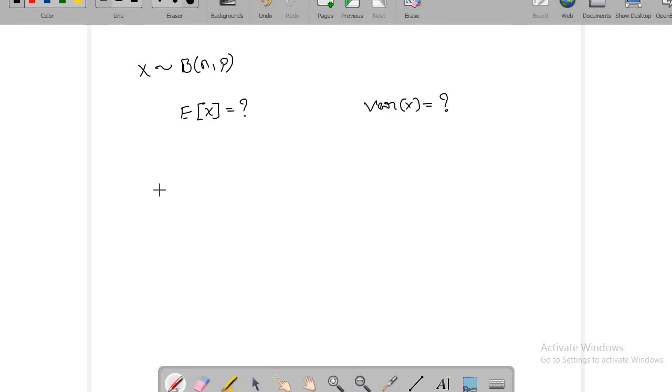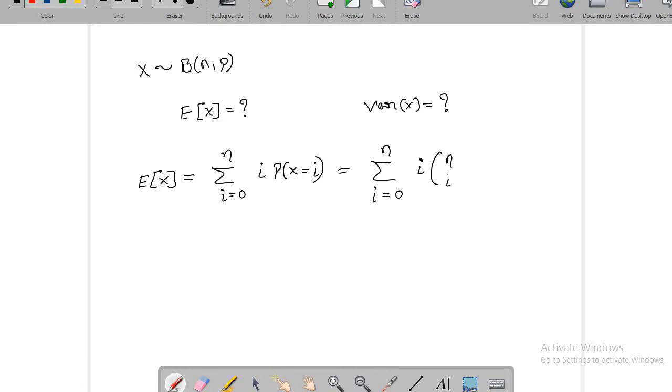Okay, so first let us go for finding expected value. Now expected value of x will be given by summation over i. You know, for binomial it goes from 0 to n. So this is i into probability that x is equal to i. Isn't it? Now this is exactly summation i equal to 0 to n, so i into, we know what is probability that x is equal to i. So that is n choose i into p power i into 1 minus p whole power n minus i.